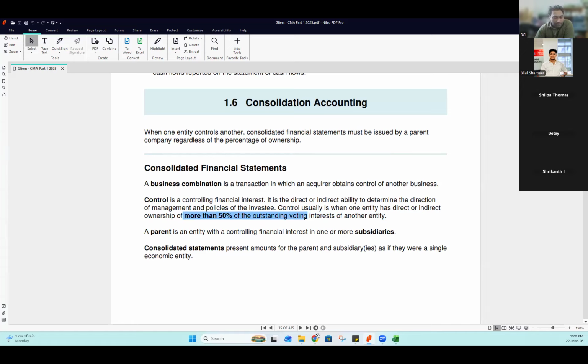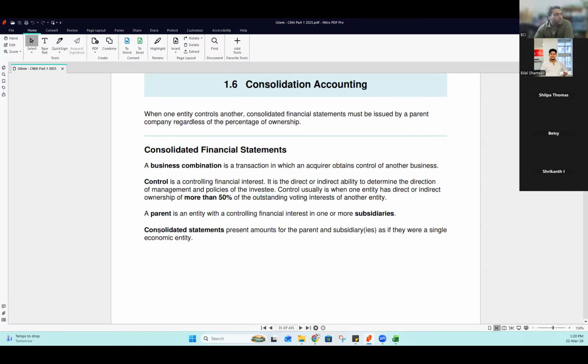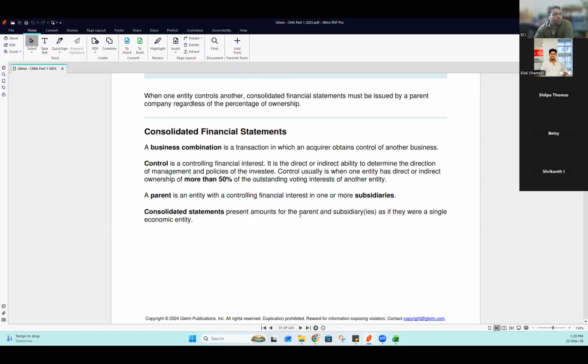Clear? Why do we say voting interest here? Because in some companies, they might have different classes of shares. There will be class A, class B shares. So class A shares will have two voting rights per share, and class B shares will have only one voting right per share. Clear? So that's why we say 50% of the outstanding voting interest in the other entity. Then, a parent is an entity with a controlling financial interest in one or more subsidiaries. Then, consolidated statements present amounts for the parent and subsidiary as if they were a single economic entity.